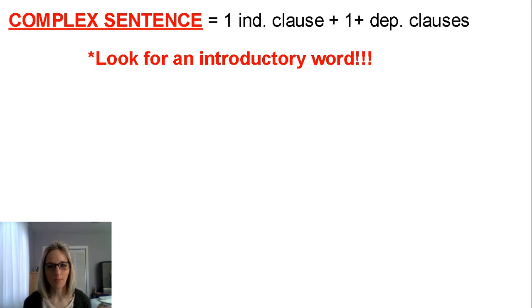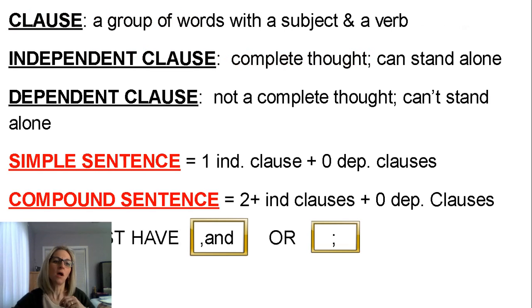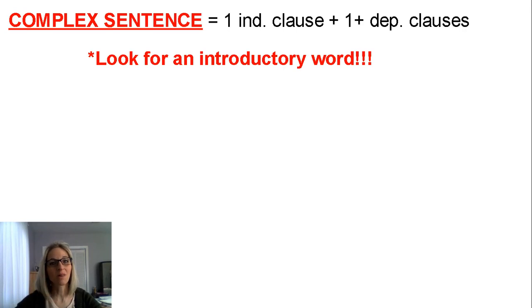We're going to pick up with our grammar on page 311. Today we're going to work on pages 311 and 312. So we're going to talk about complex sentences, okay? Remember before we talked about a simple sentence, which is one independent clause, zero dependent clauses. A compound sentence is two or more independent, zero dependent. Today we're talking about a complex sentence.